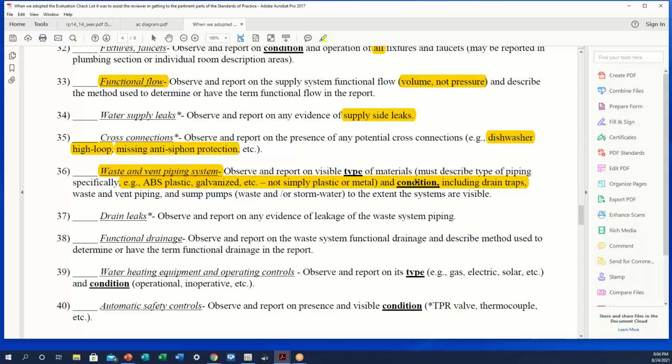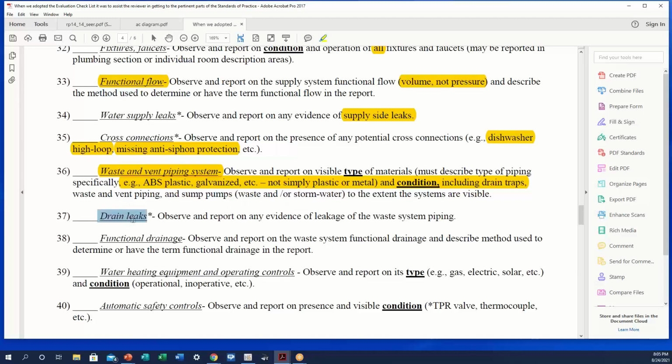Not simply plastic or metal. And the condition, including drain traps. They want to know what the condition of the drain traps are under the sinks. Like, is it rusted out? I see these reports, and he does too. The P-trap looks like it's covered in barnacles. It's white from calcium leaking through it, and they'll say monitor in case this leaks. It's leaking already. We must be scared of saying this P-trap needs to be replaced.